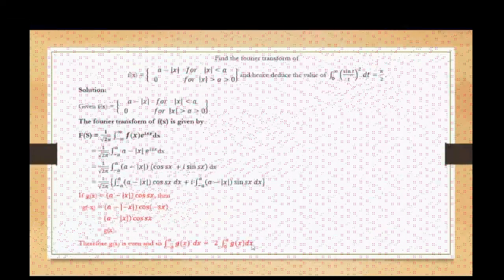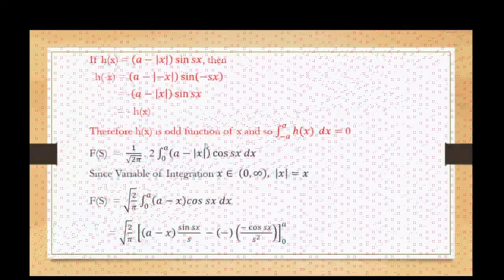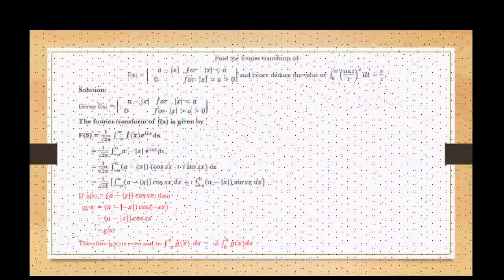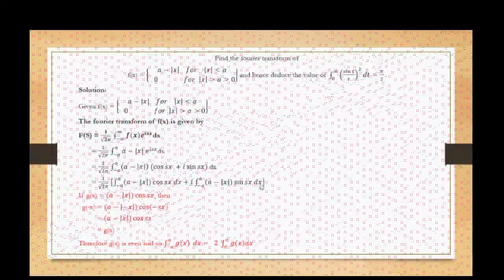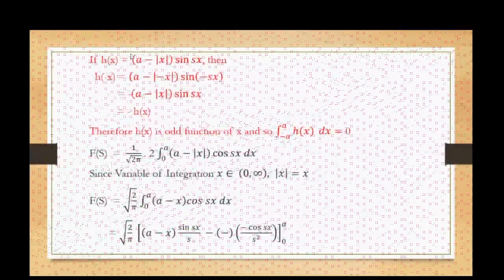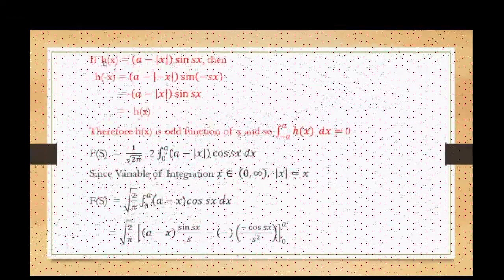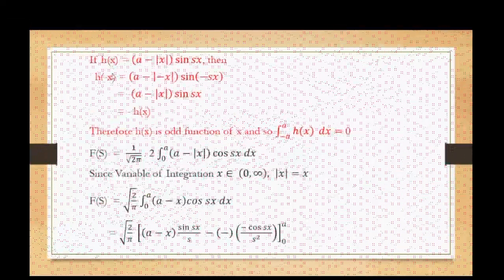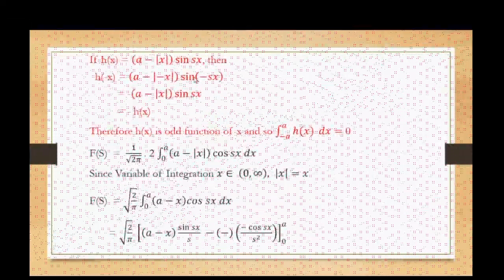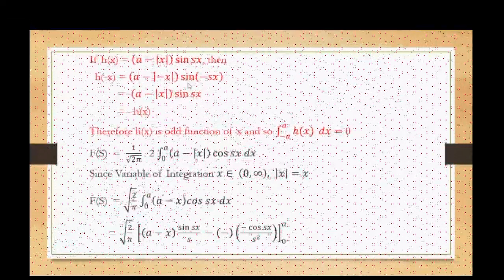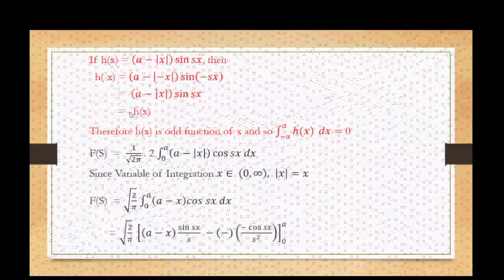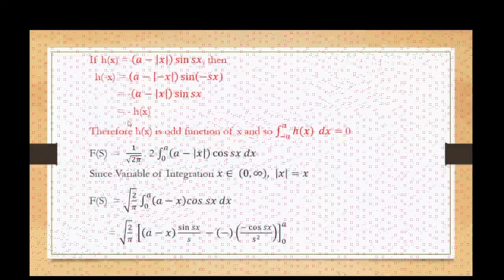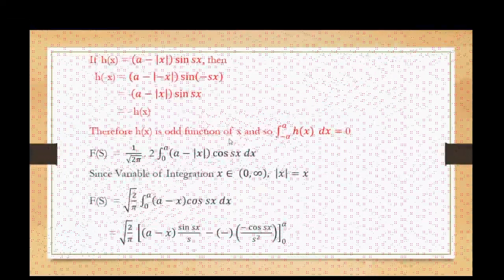And the second function, with the i coefficient, i times the integral from minus a to a of (a minus modulus x) sin sx dx, is treated as the second function, and let it be considered as h of x. Then when x is replaced by minus x, we get sine of minus sx, and sine of minus theta is minus sine theta, so you will get minus of h of x. So h of minus x is equal to minus of h of x, so it is an odd function, and the value of the integral for an odd function will be 0.